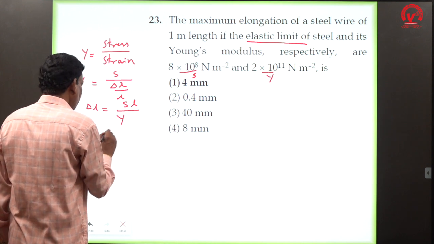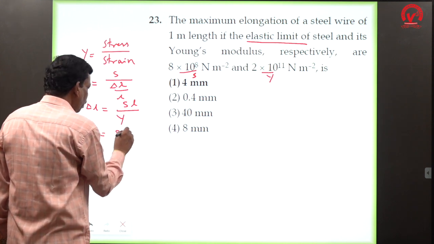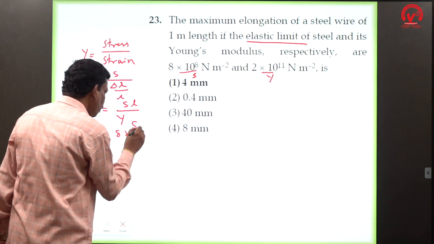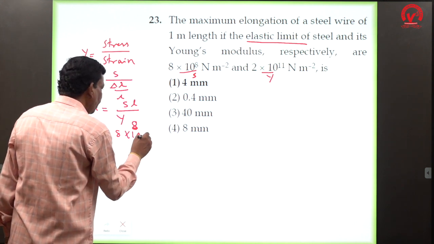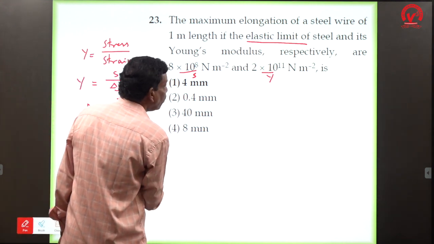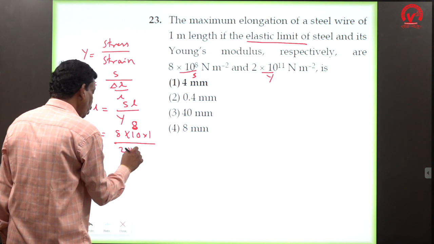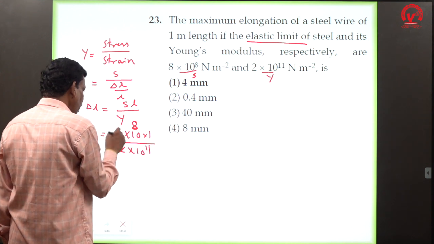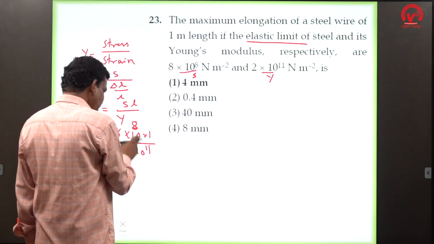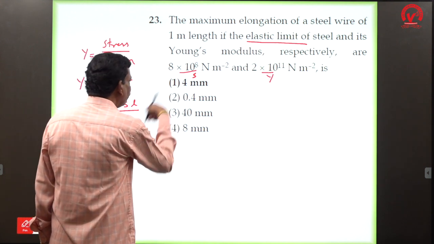That's all. What is given? 8 into 10 power 8, length given is 1 meter, and Y given is 2 into 10 power 11. That gives 4 into 10 power minus 3, that is 4 millimeter.